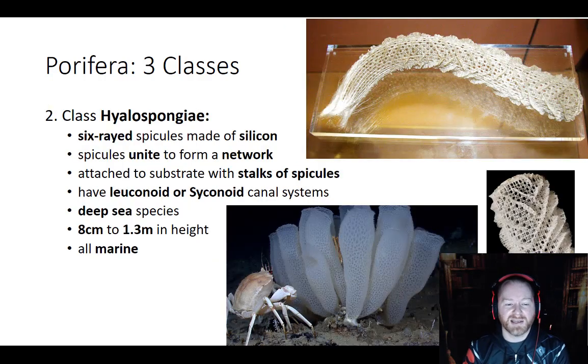So the second class is the Hyalospongiae. Now this is a really interesting class because of the architecture that they have. So the way that they're constructed, their spicules are six-rayed.